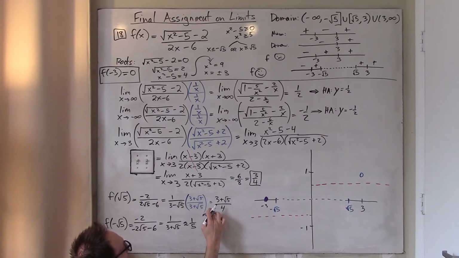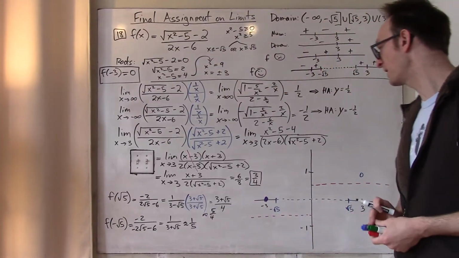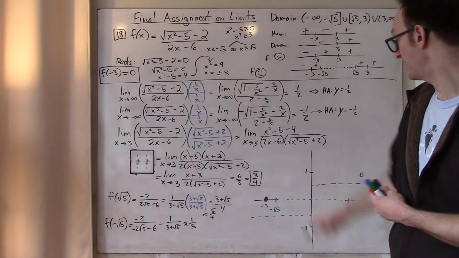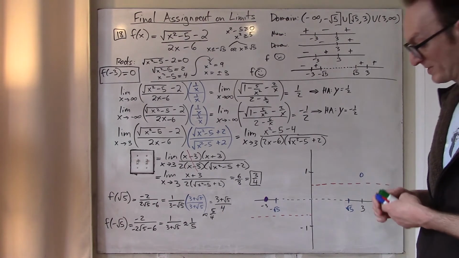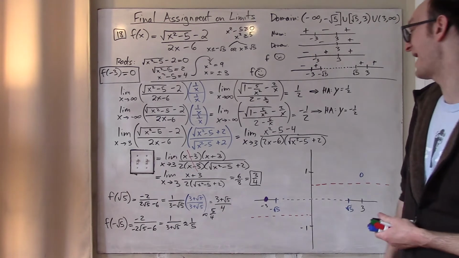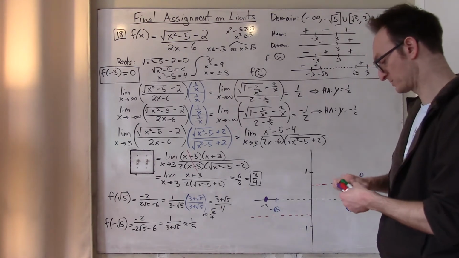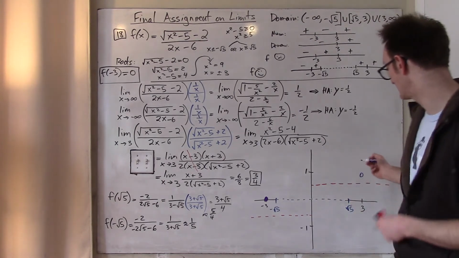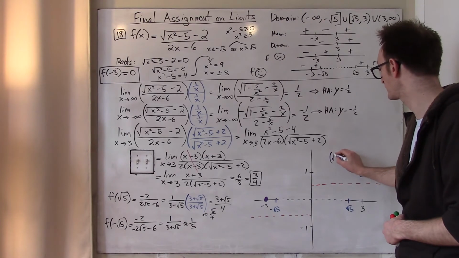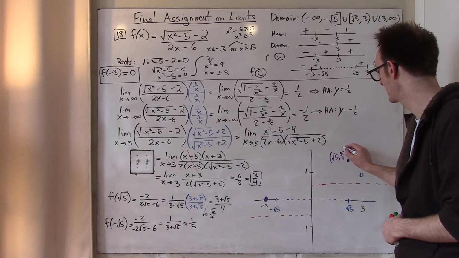Okay, so after all that, I'm ready to graph this function for real. Where am I at x equals root 5? I'm up here at 5/4. So, I said I was doing this in purple, right? So I'm up here at 5/4. What is that point? It's root 5, 5/4. Good.